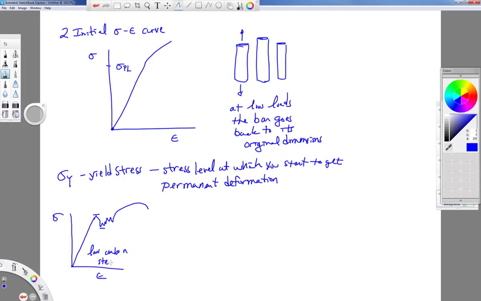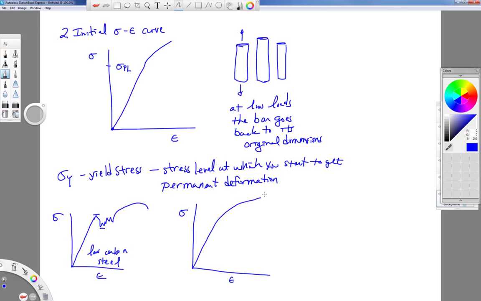This would be something like what's called A36 structural steel. It's used in I-beams and civil engineering structural applications. But other materials are kind of like that sketch that I drew on the previous page, where we have our stress and strain curve, and it's just kind of curvy.